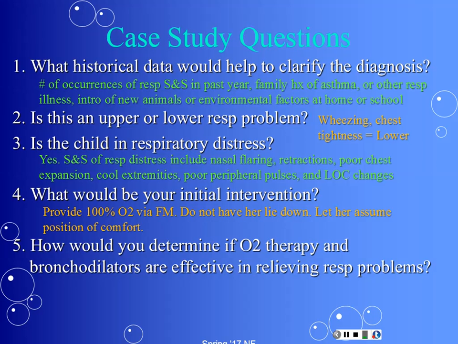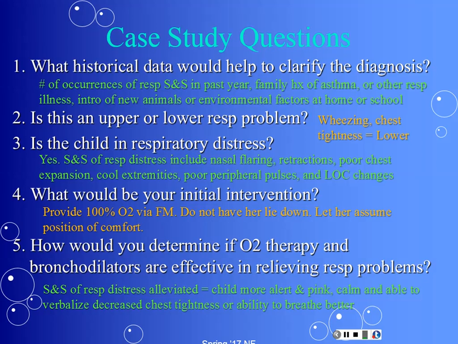If she's already cool and clammy, we may have to wait a little bit longer for that. But what else? I can breathe better. I don't feel like my chest is tight. She's going to be able to talk to you in more than short sentences. She's going to tell you that she feels better. You all talked about she'd be more alert. She'd feel calmer. Okay. Good.